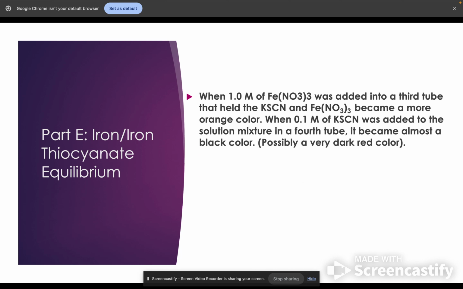When 1 molar of Fe(NO3)3 was added into the third tube that held the mixture of KSCN and Fe(NO3)3, it became more of an orange color, so it lost that tint of red. And when 0.1 molar of KSCN was added to the solution mixture in the fourth tube, it became an almost black color. It could have been a very dark red, but it looked almost black.